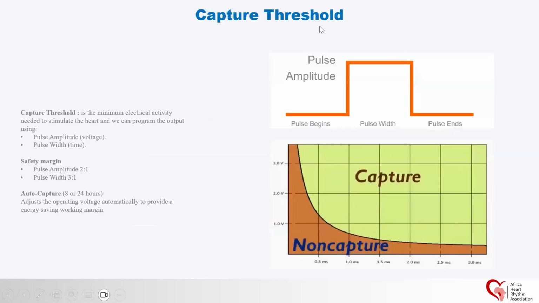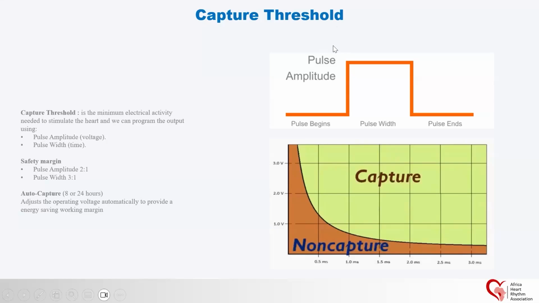So we talk about the threshold. The threshold is the minimum amount that the device will deliver to depolarize the myocardium. We talk about atrial myocardium or ventricular myocardium. It always depends on the type of pacemaker, that means dual chamber or single chamber. We find these parameters in the atrium and the ventricle also. These parameters control the longevity of the battery.